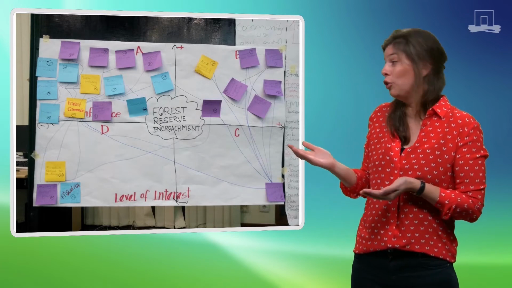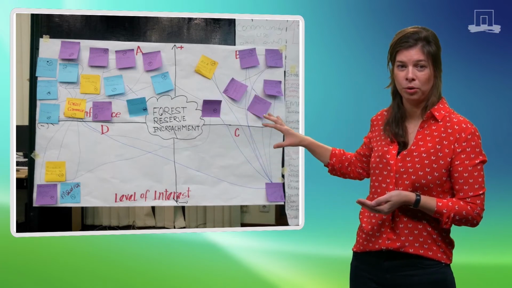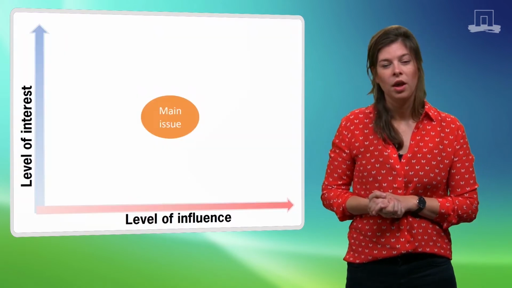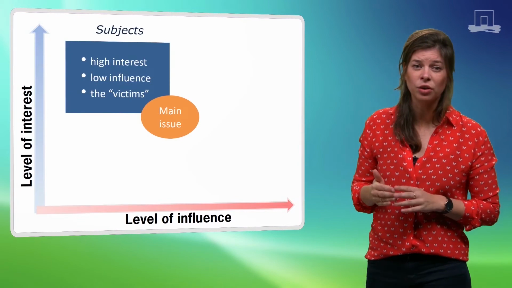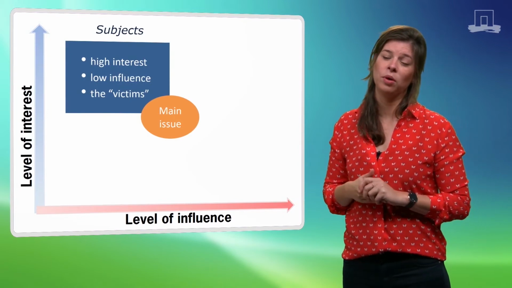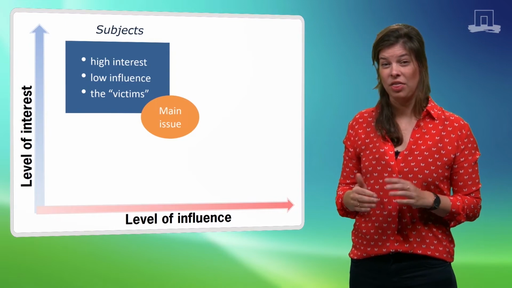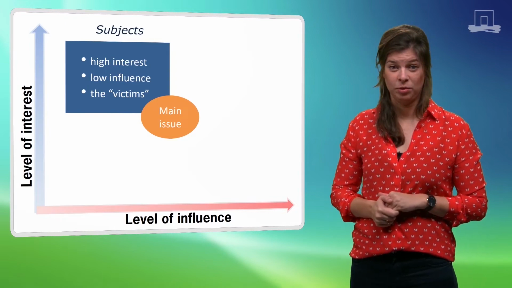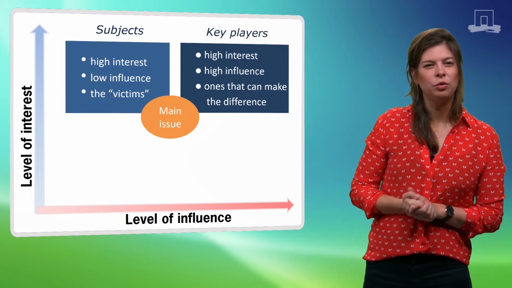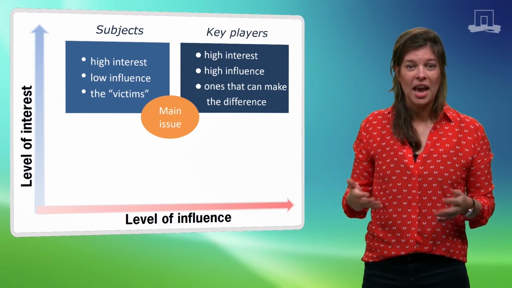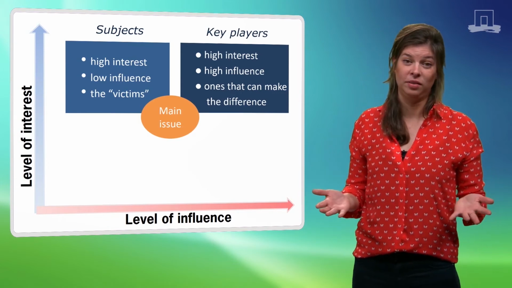In reality, it could look like this. The issue in the middle and all the stakeholder post-it cards. Okay, now let's reflect a little. The stakeholders in the upper left corner are the ones with high interest and low influence, and they're often referred to as the victims. In the upper right corner, you have those with a high interest and high influence, who are often the ones that can make a difference.